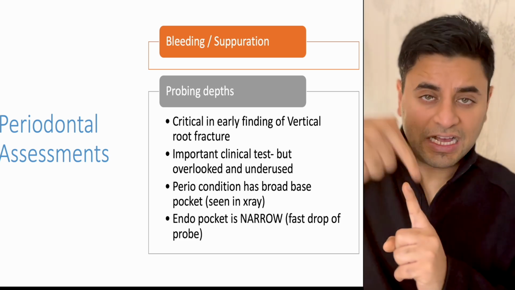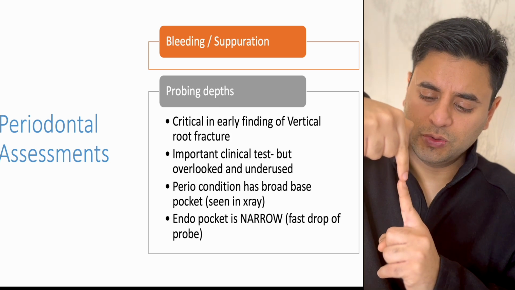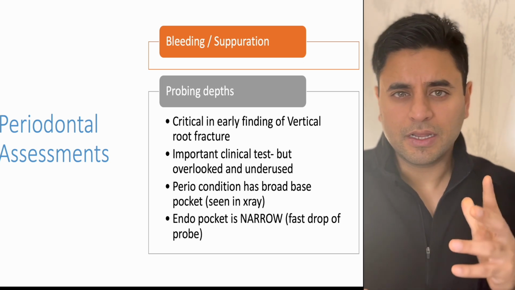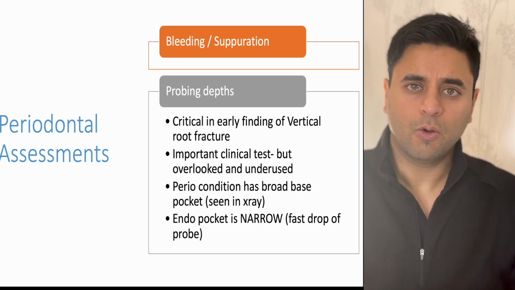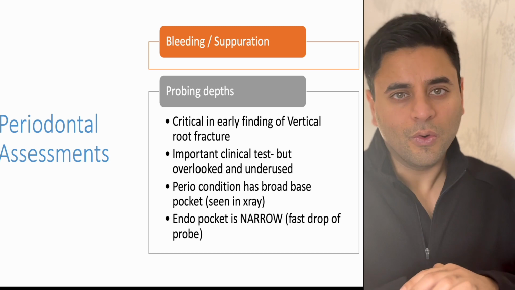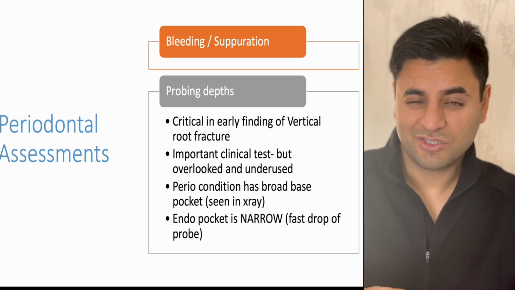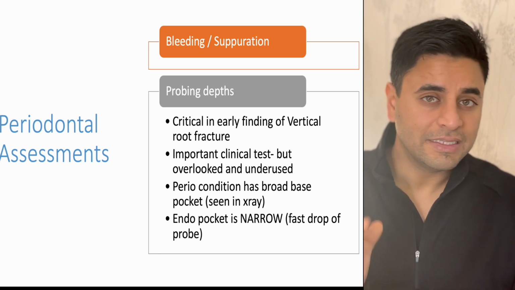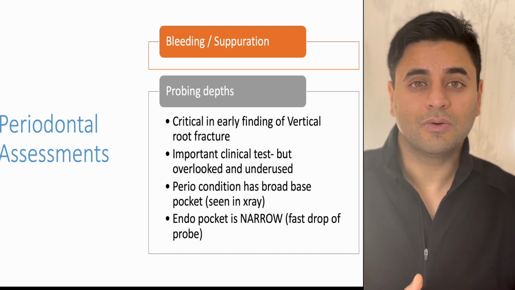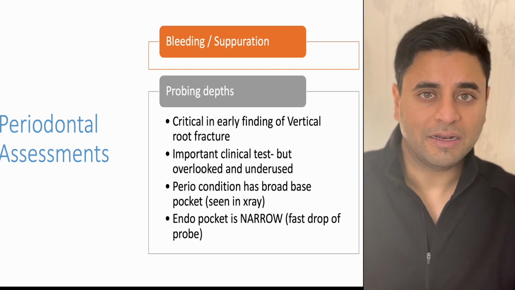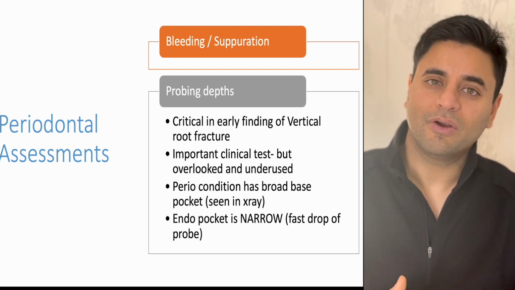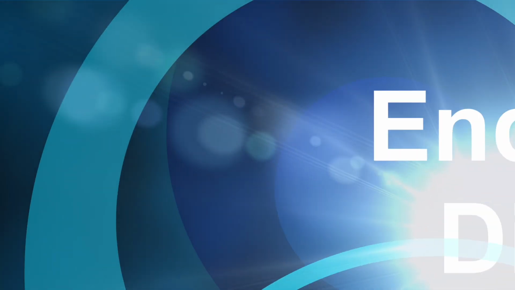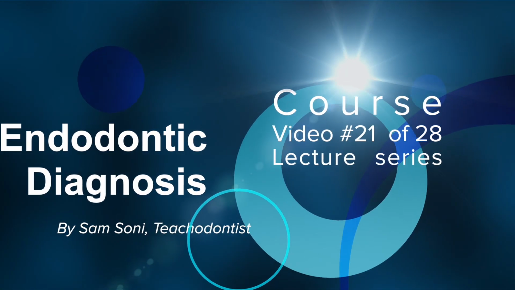But if you see a fast drop of the probe, 1, 2, 2, 2, 6, 2, 2, 2, that is a typical condition of a very narrow pocket. A narrow pocket is something of endodontic origin. And vertical root fracture is mostly of endodontic origin, but more on that later. But that's the importance of periodontal probing. So just add to your mental checklist that probing is a very important test in coming to the diagnosis for endodontic lesions. And lastly, let's quickly go over some special tests.